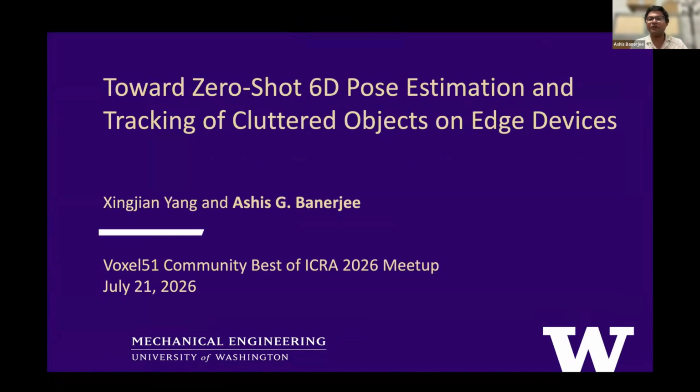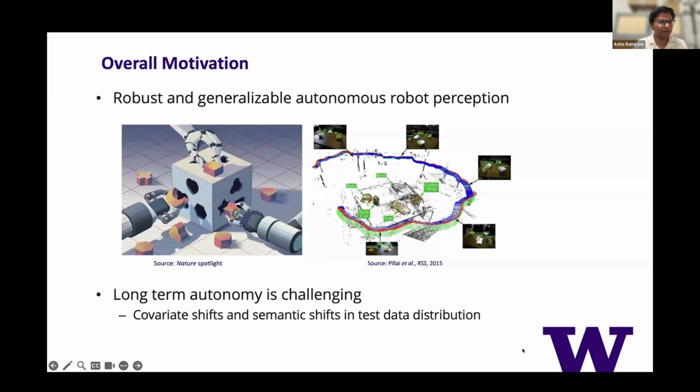I'm mostly gonna focus on the recent paper that we presented at ICRA on object 6D pose estimation and tracking, especially in indoor cluttered scenes. But before going there, I want to talk about some of the broader scope of work that we are doing in my research group at the University of Washington in Seattle.